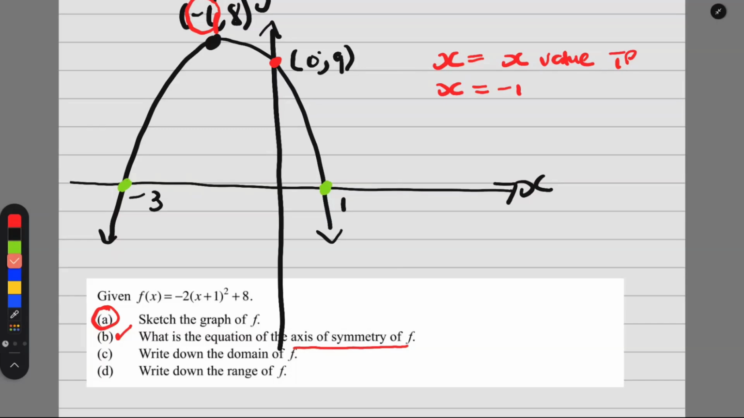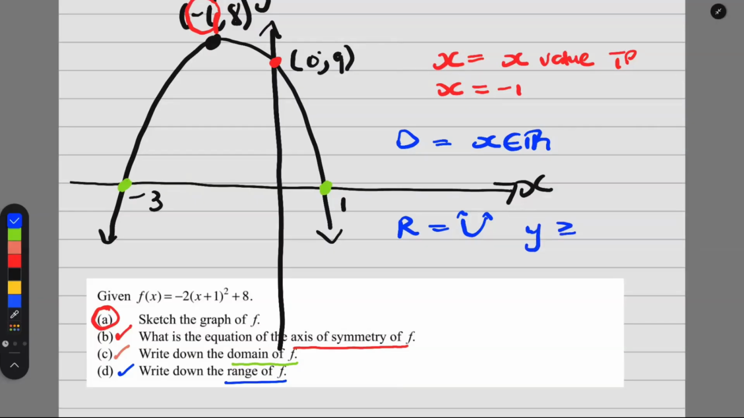Then the next question is for C, it says, what is the domain of f? The domain for a parabola is always x is an element of the real numbers. So that's always the case. Then the last question says, what is the range of the parabola? If you have a smiley face parabola, the range is y is greater than or equal to the y value of the turning point. And if you have a sad face parabola, then the range is y is less than or equal to the y value of the turning point.